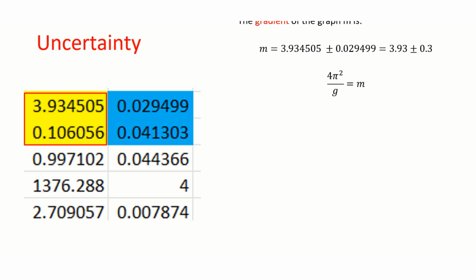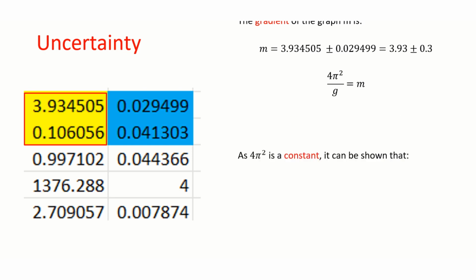So, why are we doing this? We want to use this uncertainty, and we're going to use this uncertainty to get the uncertainty in G. You can see here that if M and G are related in this way, if the gradient and G are related, then if G is uncertain, then M must be uncertain. Or conversely, if M is uncertain, then G must be uncertain. So we can use the uncertainty in M to get the uncertainty in G.